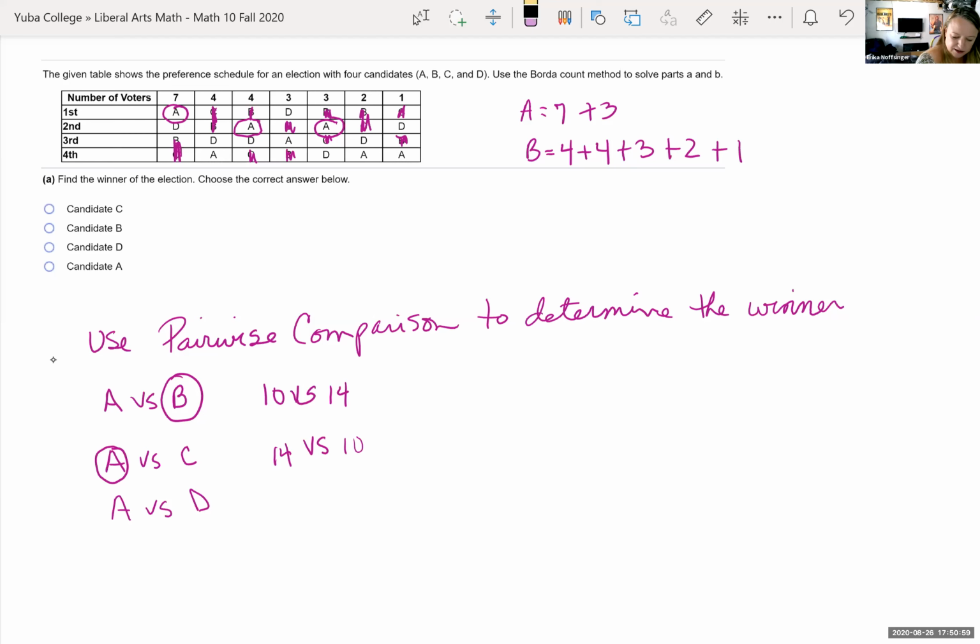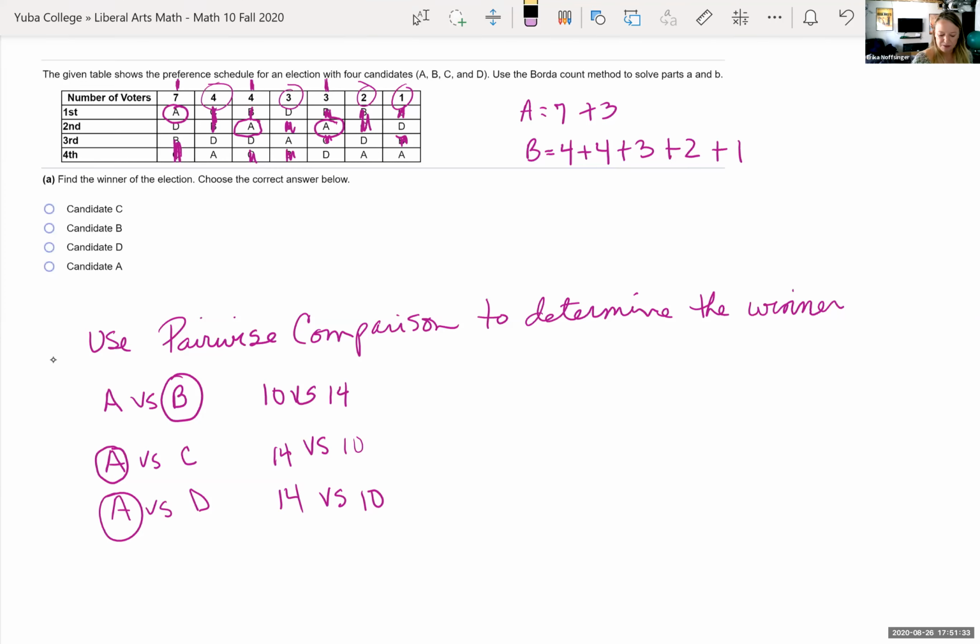And D wins here. So if I was calculating where A won, that's 7 plus 4 is 11, 11 plus 3 is 14. So 14 versus, just to make sure I did this right, 4 plus 3 is 7 plus 2 is 9 plus 1. So that's right. Okay. So out of this comparison, A wins.